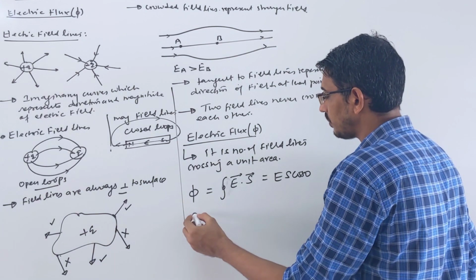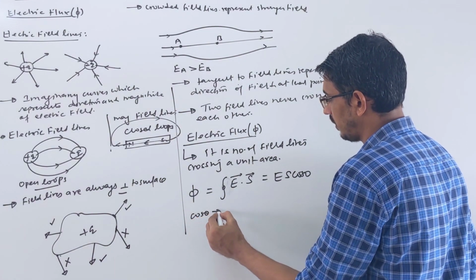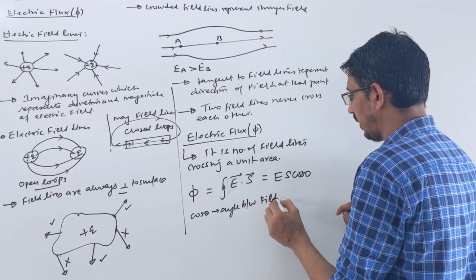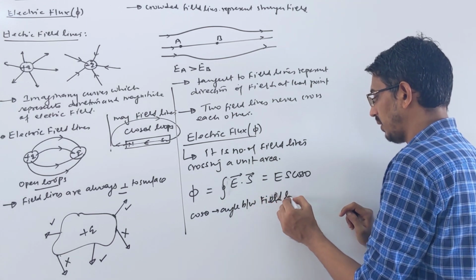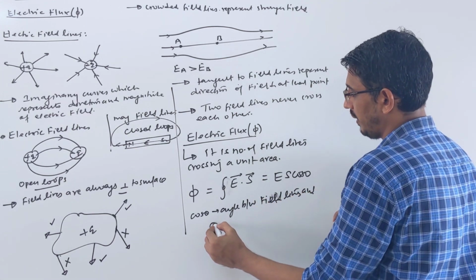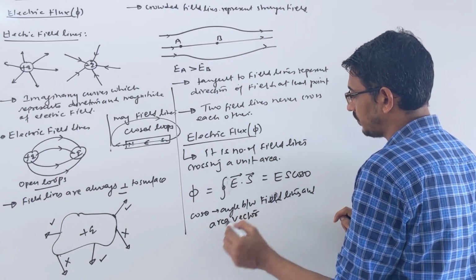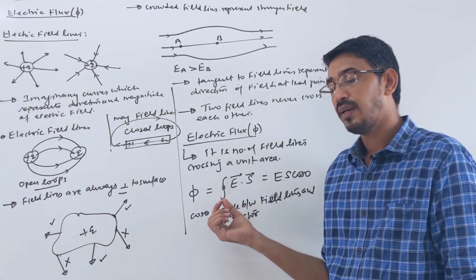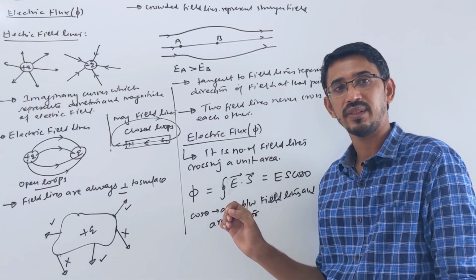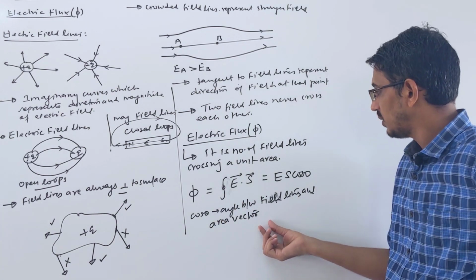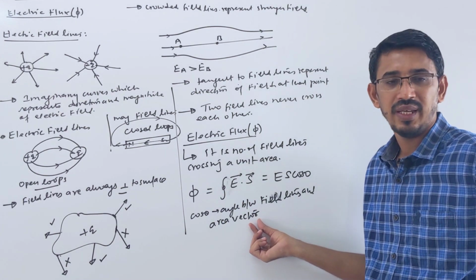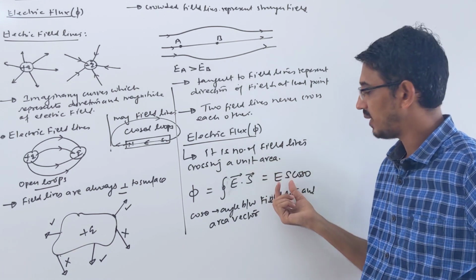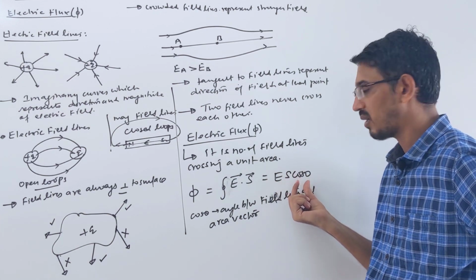Remember that in this formula, cos theta involves the angle between the field line direction and the area vector. We did the same thing in magnetism also. Magnetic flux was magnetic field into area, and I remember that formula: B A cos theta. Exactly the same here, E S cos theta, where S means area, and cos theta.